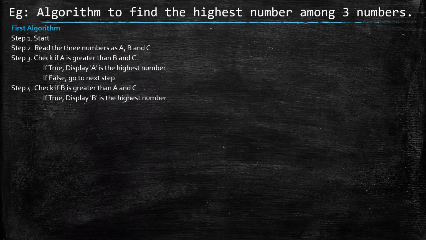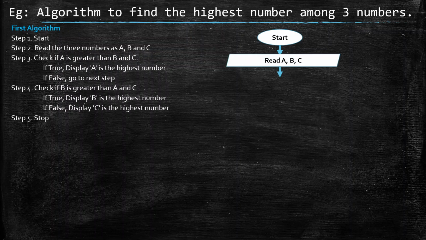If we say it's true, then B is the highest number. If not, then obviously C is the highest number. We don't need to compare with C again, because if not B is the greater, and if not A is the greater, then obviously C is the greater. So in this way we can do it, or you can write it in another manner also.